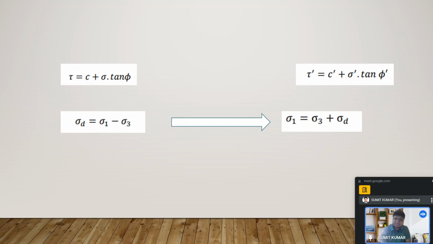So over here on the left hand side, you can see the relation showing tau equal to c plus sigma tan phi, while similarly on the right hand side it is showing tau dash equal to c dash plus sigma dash tan phi dash. You need to understand that the value of c and c dash is not the same, and phi and phi dash is not the same for the same soil and for the same test, because the drainage pattern is one of the things which states the result for us.